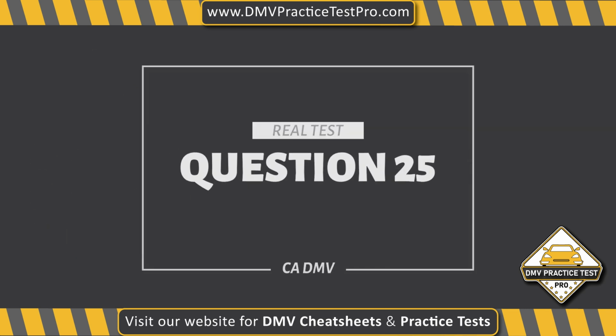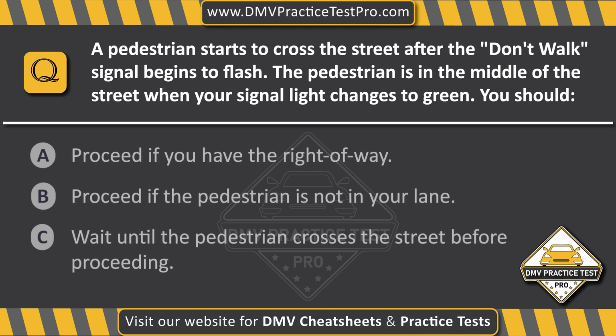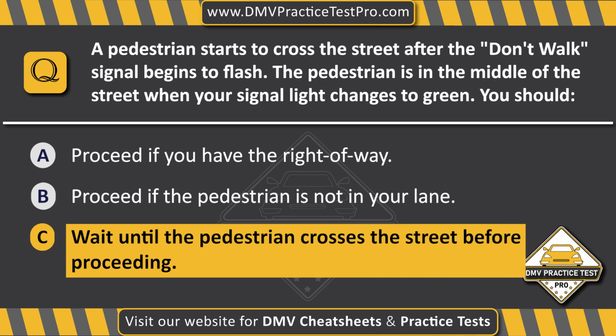Question 25. A pedestrian starts to cross the street after the don't walk signal begins to flash. The pedestrian is in the middle of the street when your signal light changes to green. You should Option A, proceed if you have the right of way. Option B, proceed if the pedestrian is not in your lane. Option C, wait until the pedestrian crosses the street before proceeding. The correct answer is Option C, wait until the pedestrian crosses the street before proceeding.